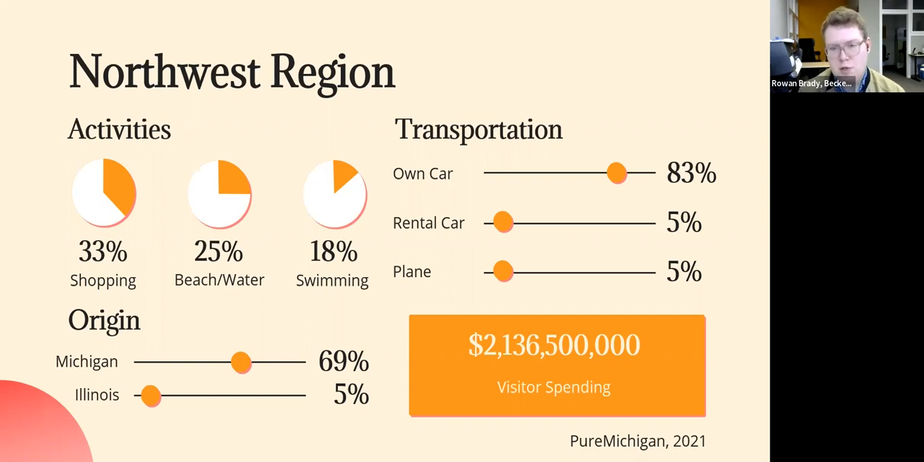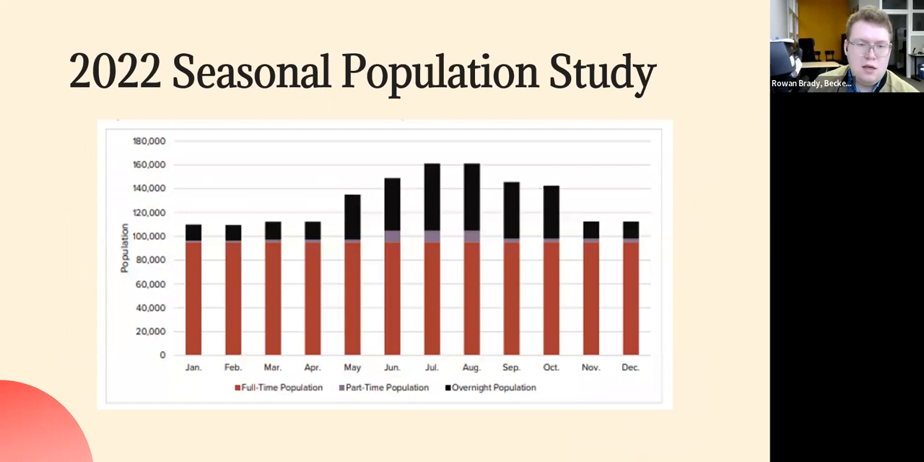69% of visitors come from within the state of Michigan, with Metro Detroit being the most common place of origin, followed by Illinois at 5%. And when traveling to and within the region, 83% of visitors used their own car, 5% rented a car, and 5% traveled via plane. In total, visitors spent just over $2 billion in the region in 2021. So if you want to go to the next slide.